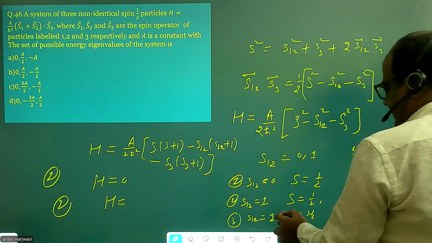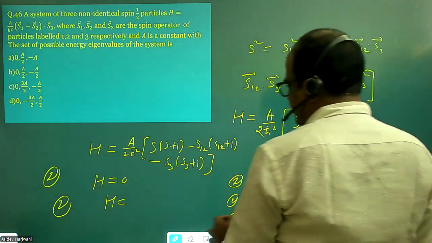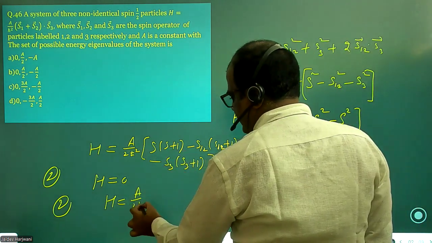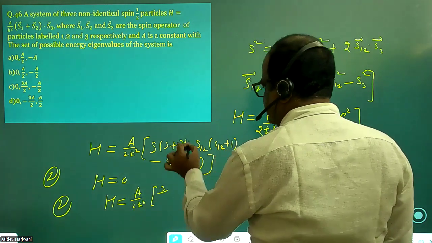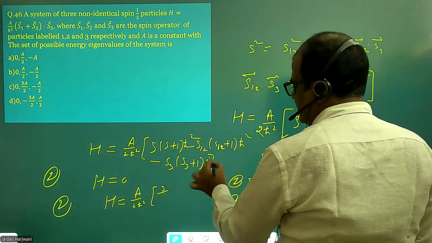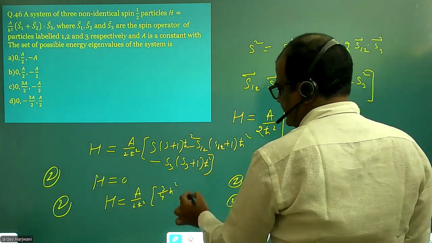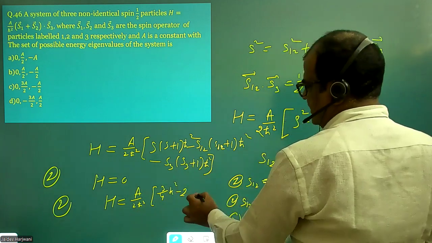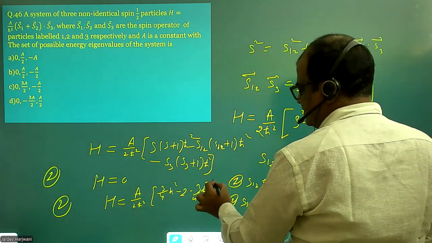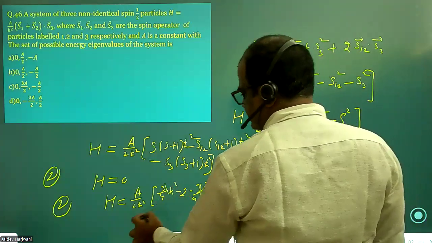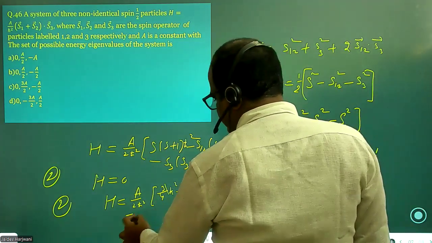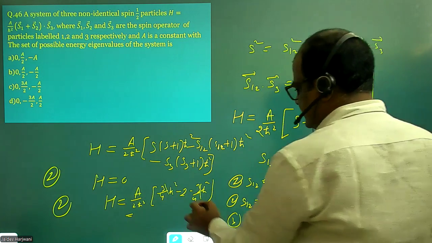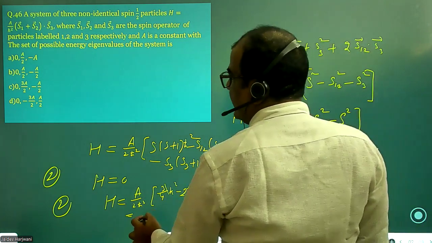For the second case, I will take S12 equal to 1 and S equal to half. So this becomes A over 2ħ² times 3/4 ħ², minus 2ħ², and minus again 3/4 ħ². This cancels out. This gives a minus 2, and the 2 cancels, ħ² cancels. So this gives me the value minus A.